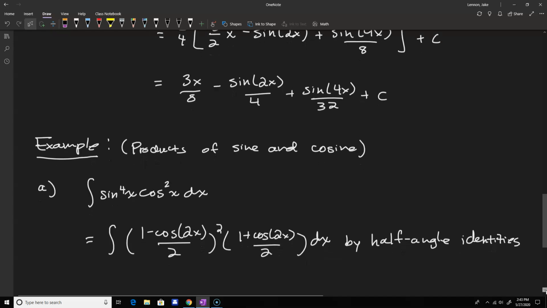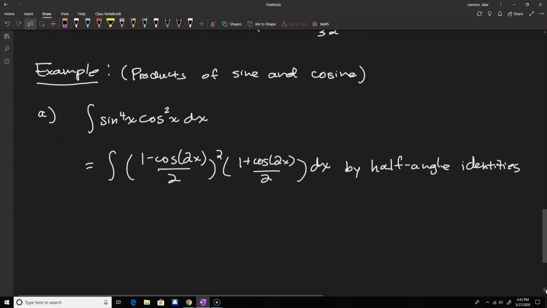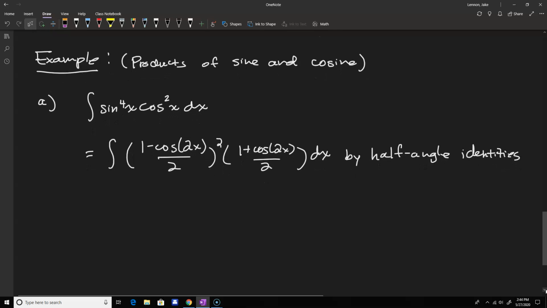And then, again, we just use algebra to expand everything. So you can go ahead and check, but if you write all this out, basically this simplifies to 1/8 times the integral of 1 minus the cosine of 2x minus cosine squared of 2x plus cosine cubed of 2x.